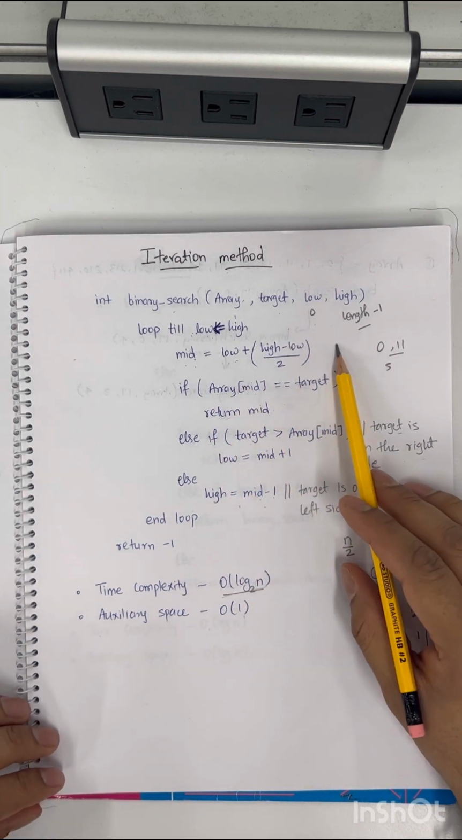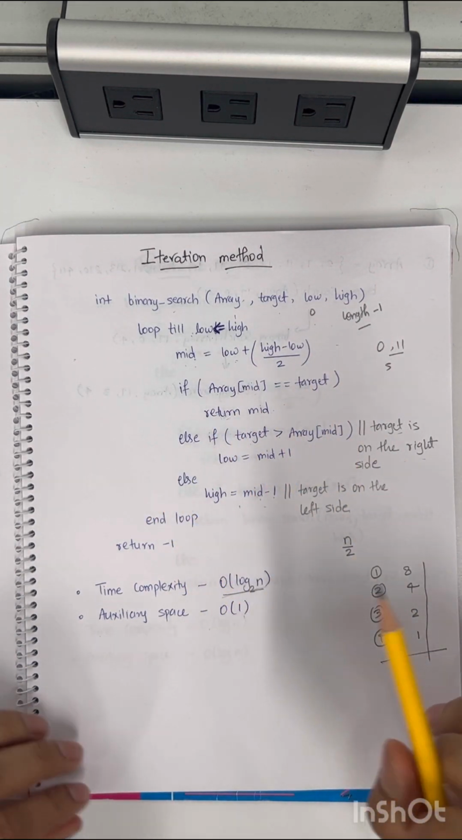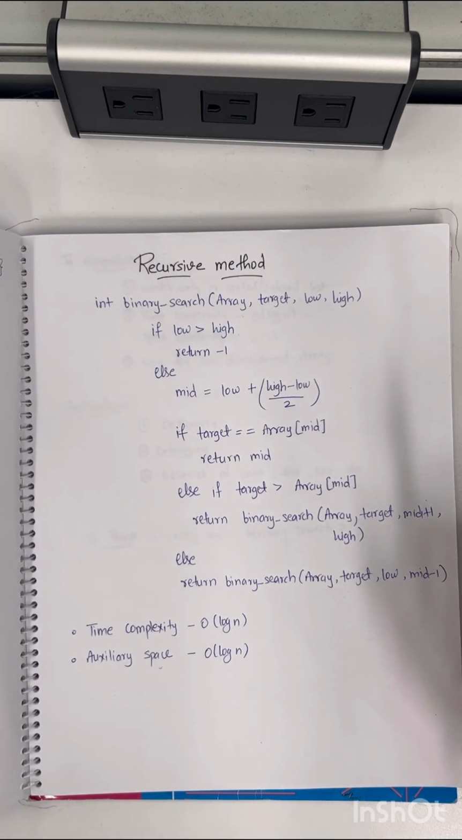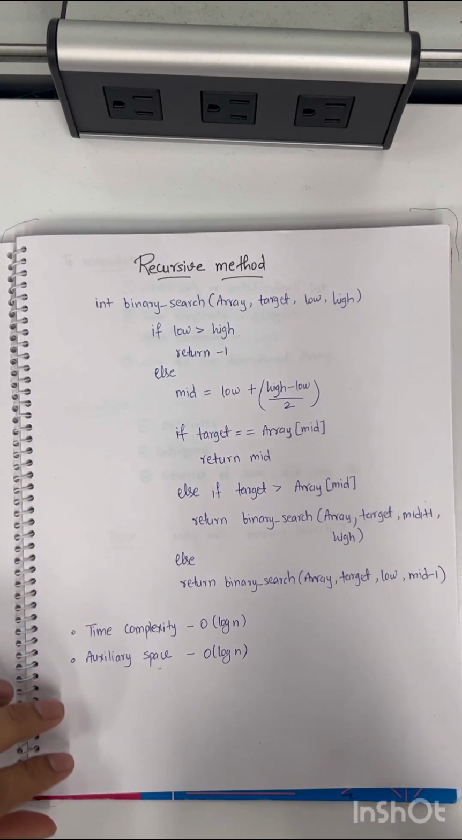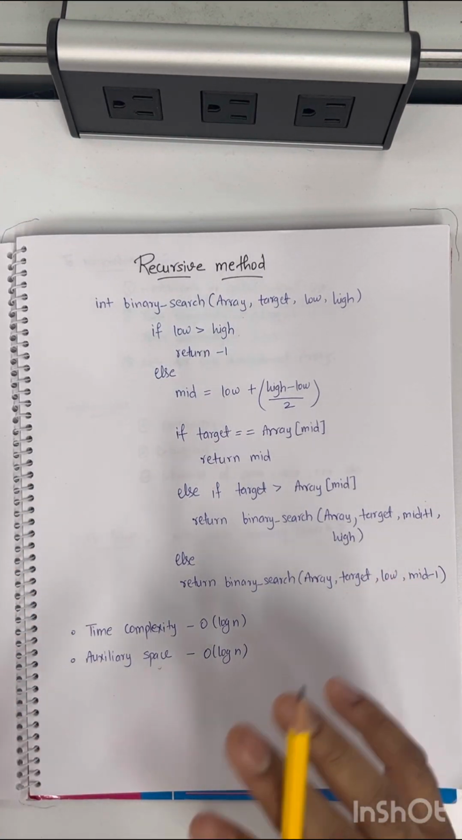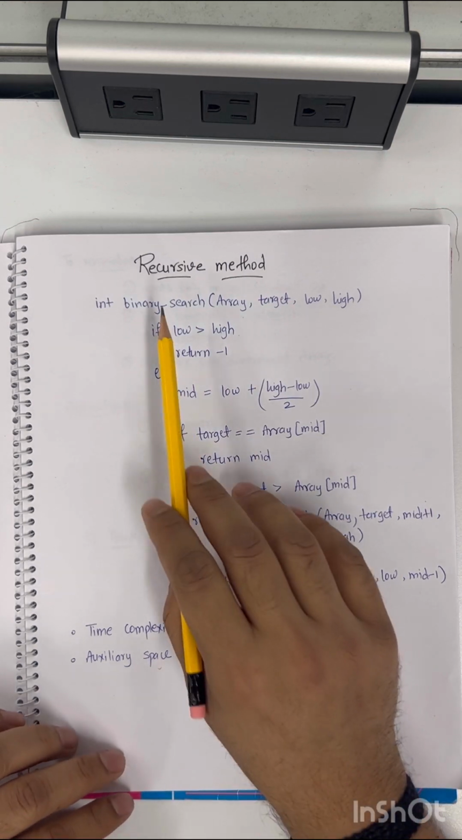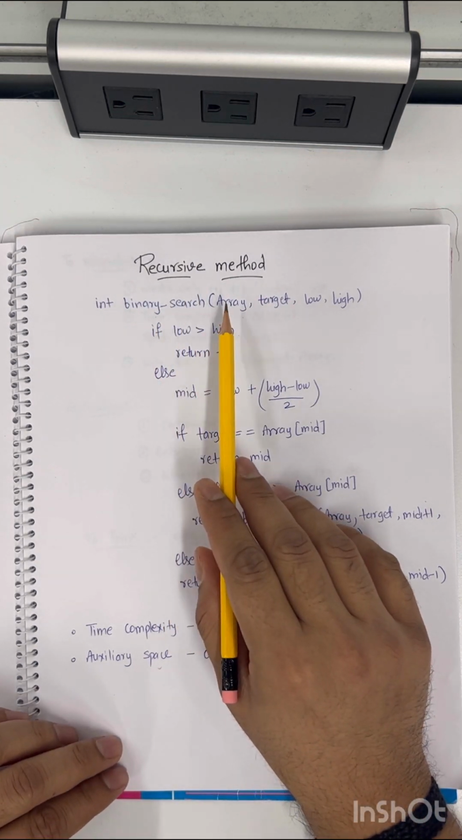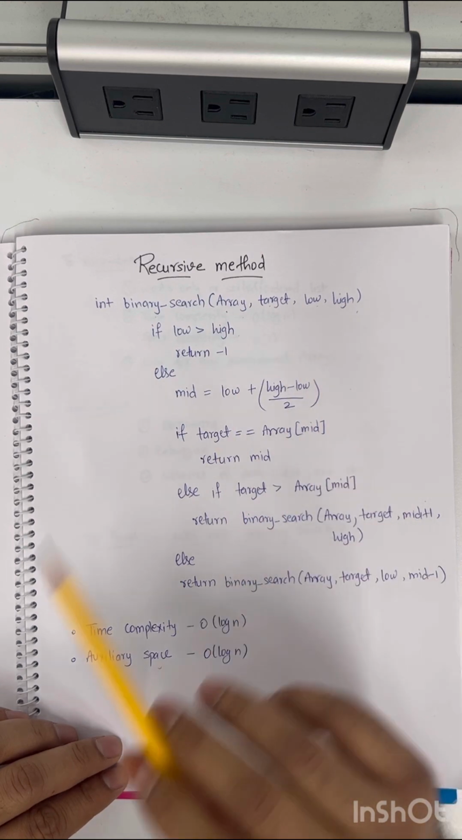Other than the iteration method, binary search can also be performed using a recursive method. In the recursive method, we have the same input as we took in the iterative method. We have the binary search method that takes array, target, low and high as input.